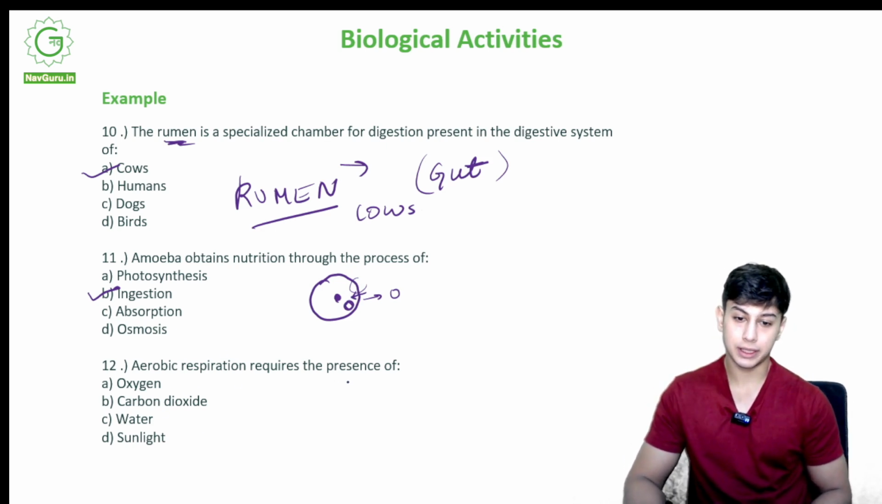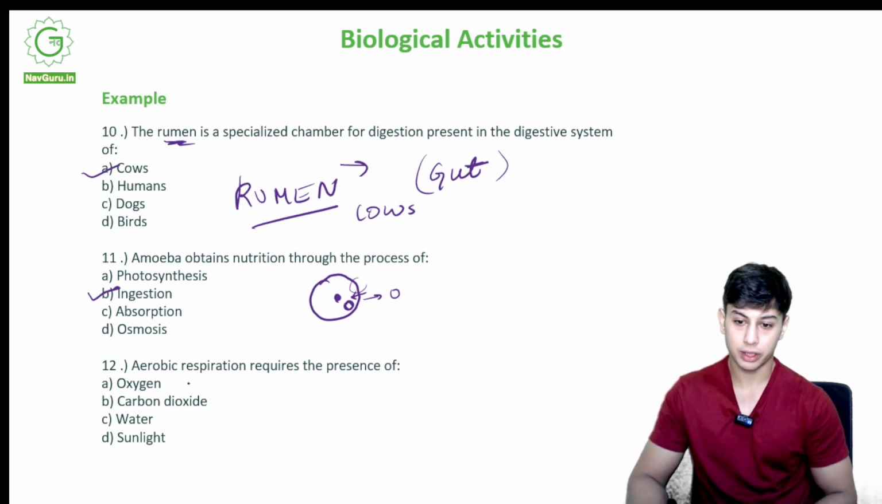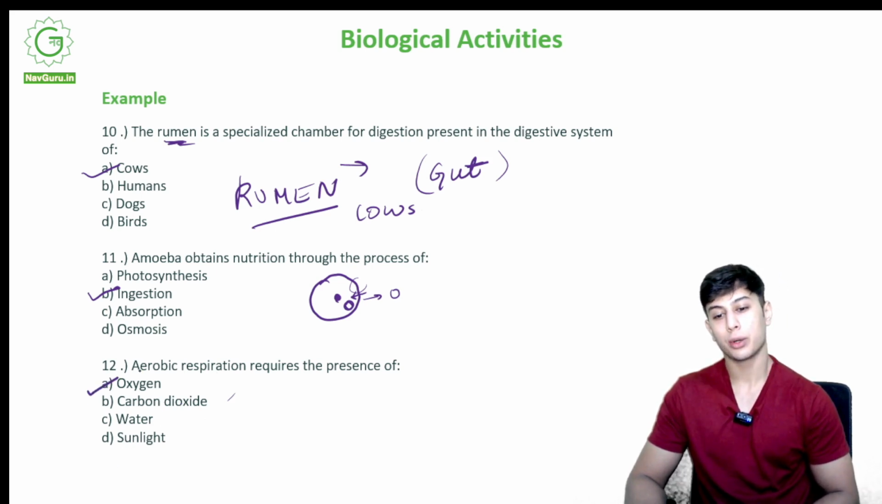Aerobic respiration requires the presence of what? Oxygen, carbon dioxide, water, sunlight. It is A, oxygen. Aerobic means in the presence of O2.